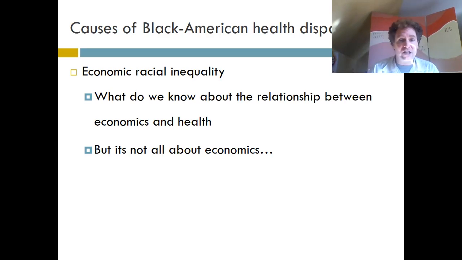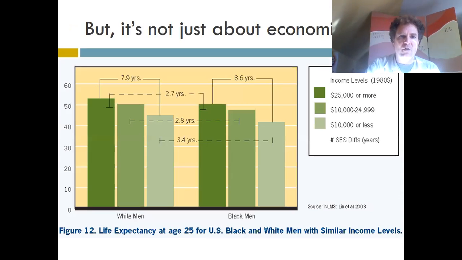However, it's not just all about economics, meaning economics is not the full explanation. So we can look at this graph here, and I'm going to explain it a little bit. These are in 1980s dollars, so the money is a little bit different, but the relationship continues to hold true even in the current 21st century economic situation. We see two things here. First, the more money you earn, the longer you can expect to live. This is life expectancy at age 25. So more money means longer life, and we know that.